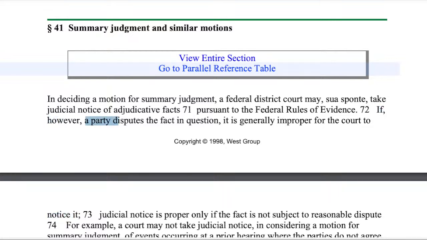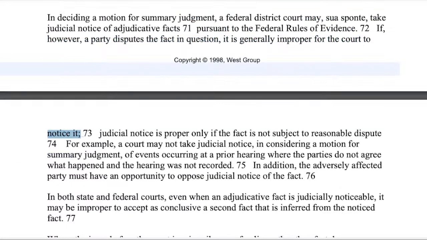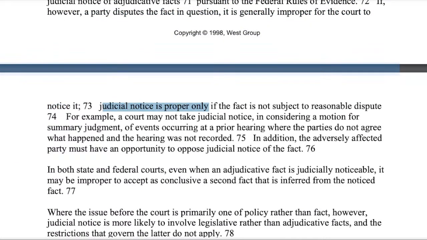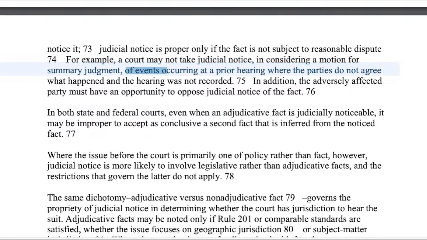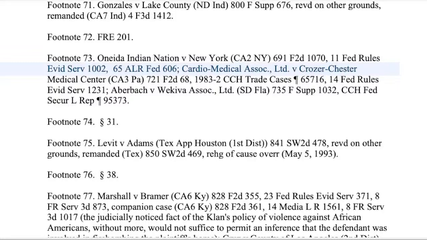If, however, a party disputes the fact in question, it is generally improper for the court to notice it. The judicial notice is proper only if the fact is not subject to reasonable dispute. For example, a court may not take judicial notice in considering a motion for summary judgment of events occurring at a prior hearing where the parties do not agree what happened and the hearing was not recorded. Footnote 75, Levitt versus Adams. That's Texas.